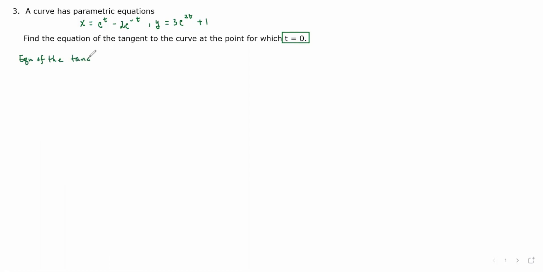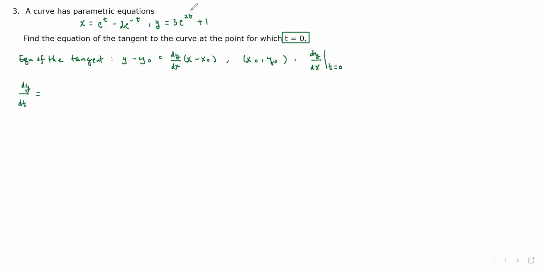To find the equation of the tangent, it is always given by y minus y naught equals dy/dx times (x minus x naught). So from here, we need to find a fixed point on the curve, (x naught, y naught), and we need to find the slope dy/dx at the point t equals 0. Then we just substitute all this into the general equation of the tangent. To find dy/dx, we need to find dy/dt.